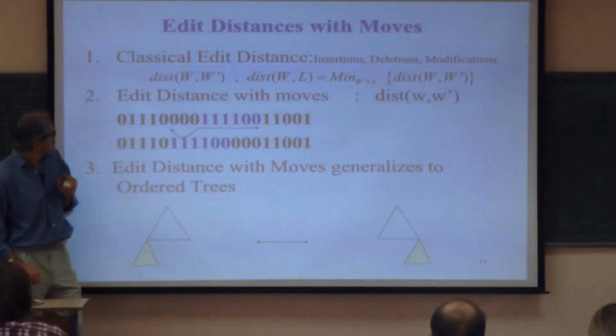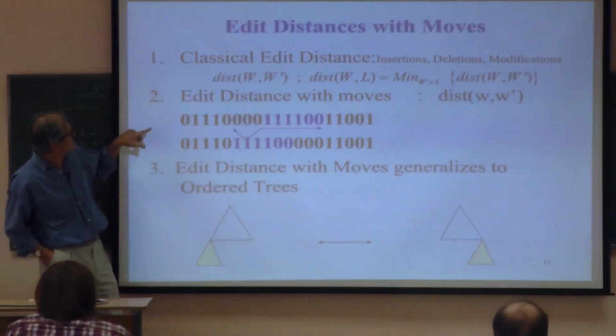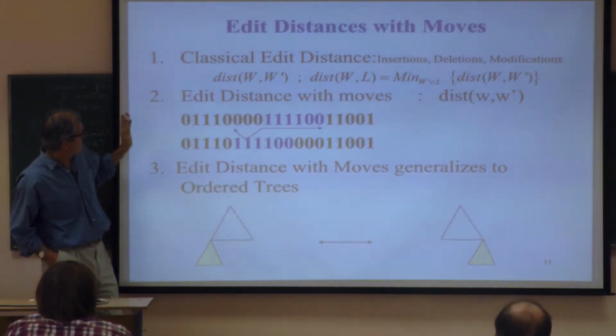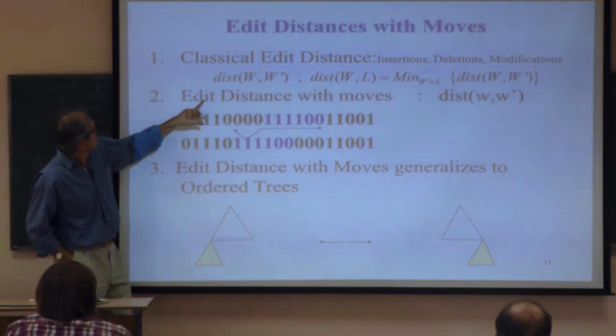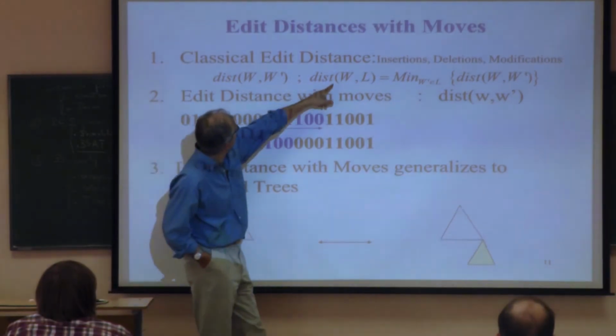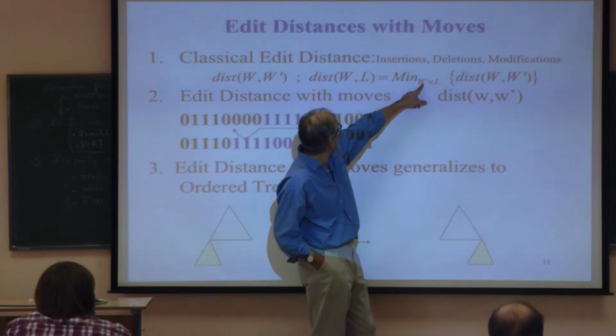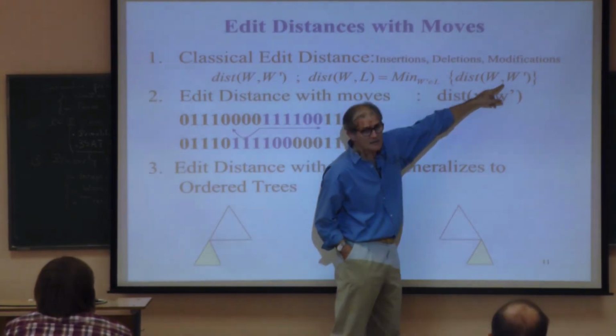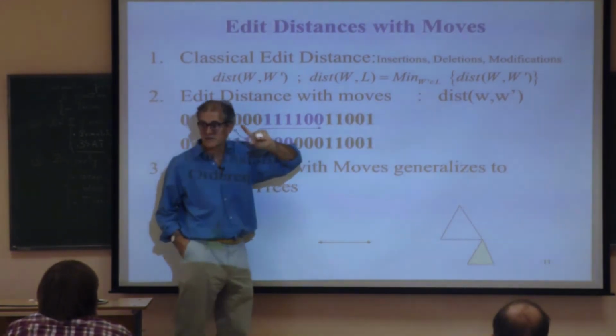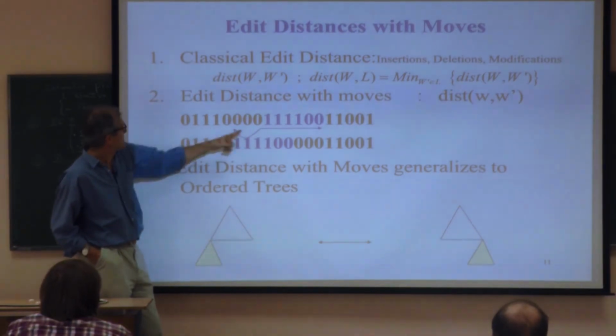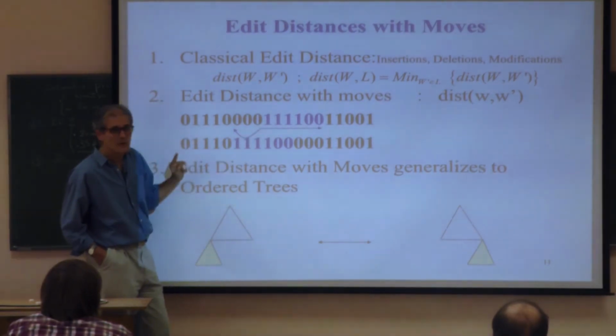Okay, so now this is a catch on the edit distance with moves. Remember, the distance of a word to a language is the minimum over W prime in L of the distance of W prime. Everything is cool with this. All right, now here's an example of a move.